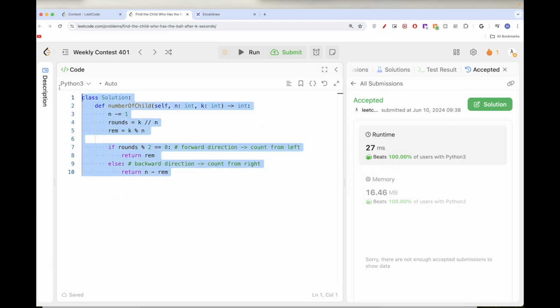Now this is O(1) time because we are only using single operations, so it's pretty efficient. Yeah, so that's pretty much it for this problem.